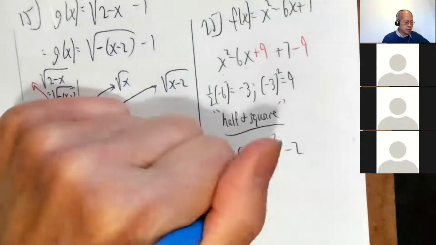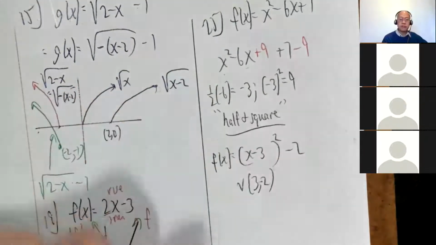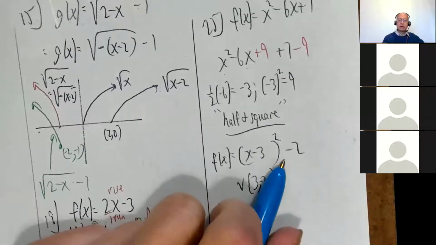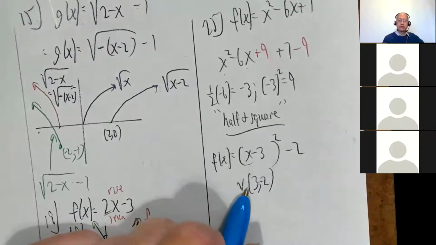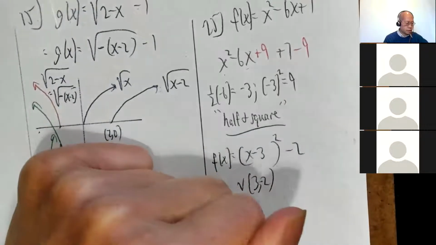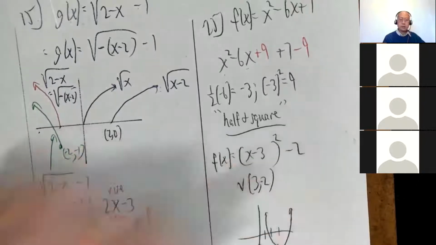And there it is. So I know the vertex is at 3, -2, because this is a translation of the vertex 3 to the right and 2 down. So my vertex is at 3, -2. So very crudely, 1, 2, 3, 1, 2. I know it opens up. So something like that.